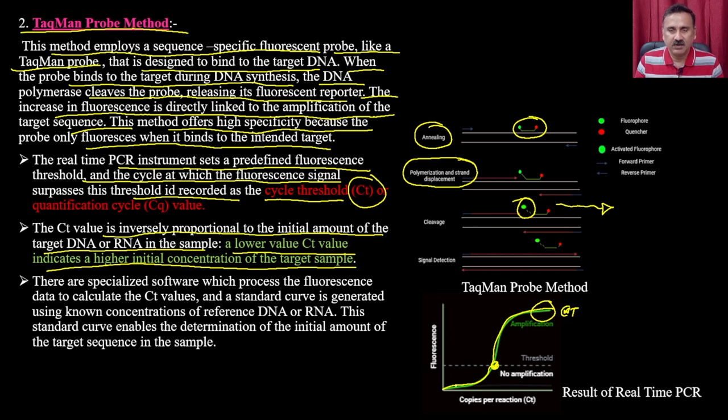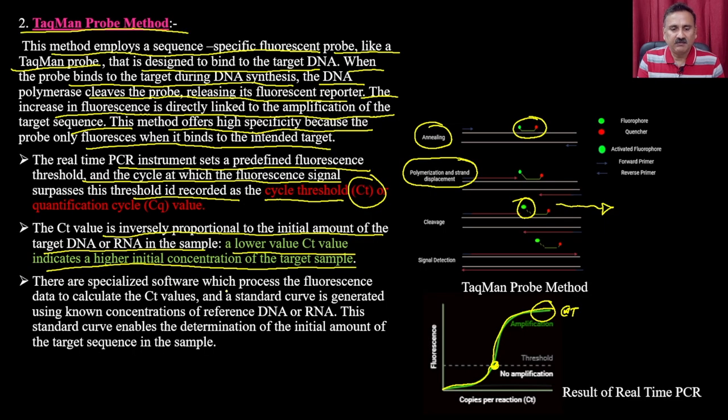It can take 10 cycles, it can take 15 cycles, it can take 30 cycles. So the more cycles it takes to cross the threshold value, the lower the concentration of the DNA or RNA that was present in your sample. So it is inversely proportional: the amount of time it takes to reach the threshold values is inversely related to the amount of DNA.